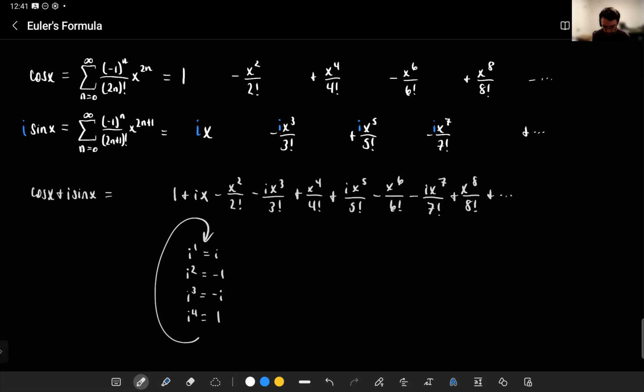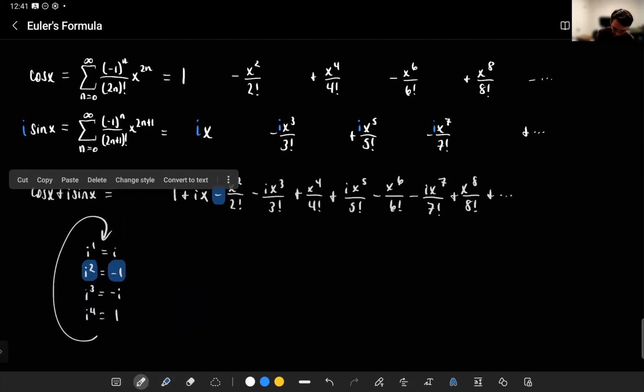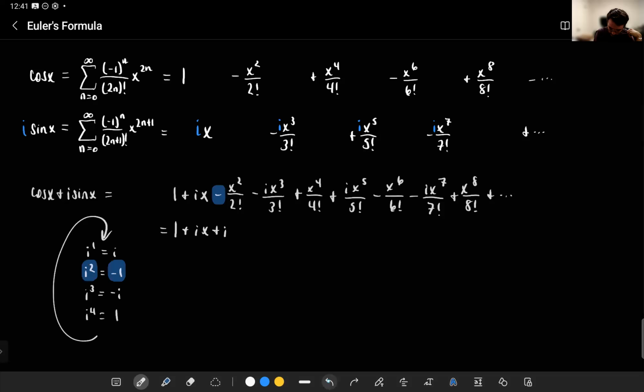So what could I do here? I could think to myself, well, this negative sign is sort of like a -1. It's sort of like an i squared. So let me scoot this over. This series is 1 plus ix, but instead of -1, I could write a plus i squared here. In particular, that would be i squared x squared over 2 factorial. And then this negative i is actually an i cubed. This is i cubed x cubed.